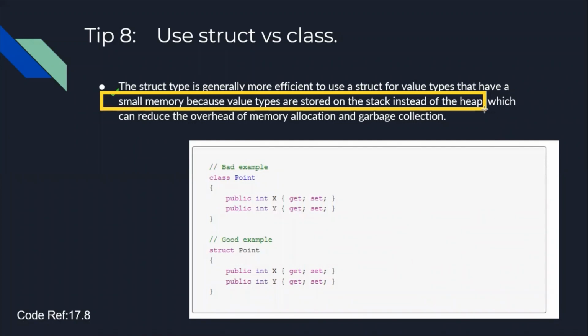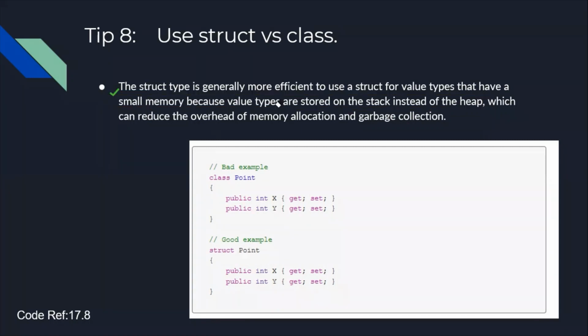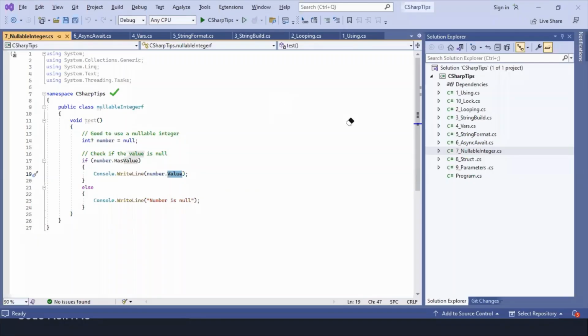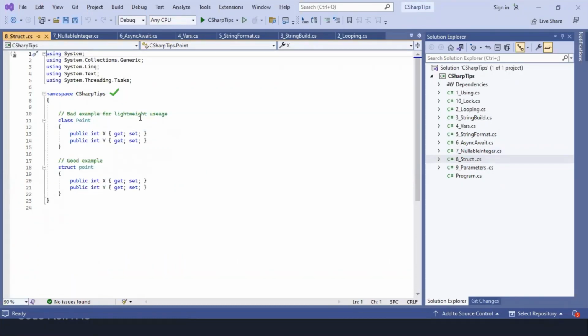So we can try creating a point that has x and y dimensions, so I must use struct for the point and give it public int x get and set, public int y get and set, not a class. Okay, we can move to Visual Studio to view the real code. Bad example, point class with int x and y, but the good example is to use struct point with int x and int y.